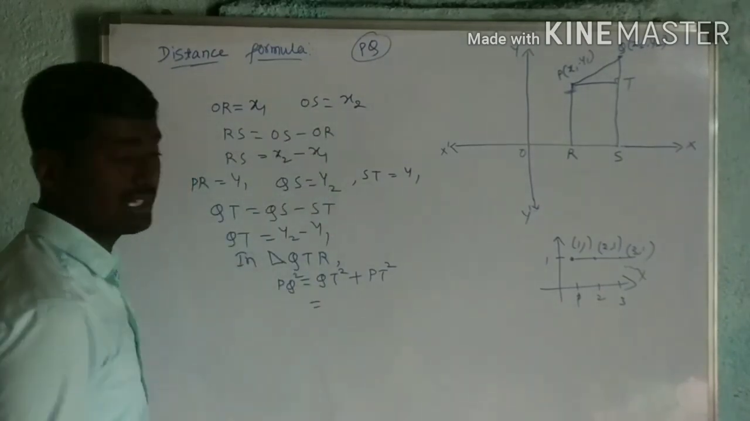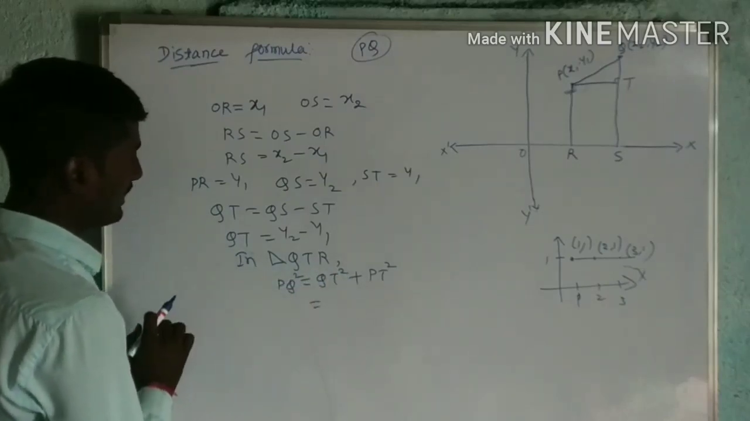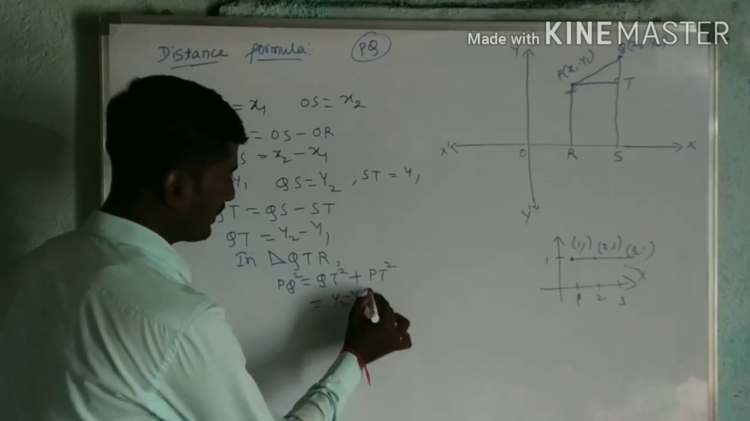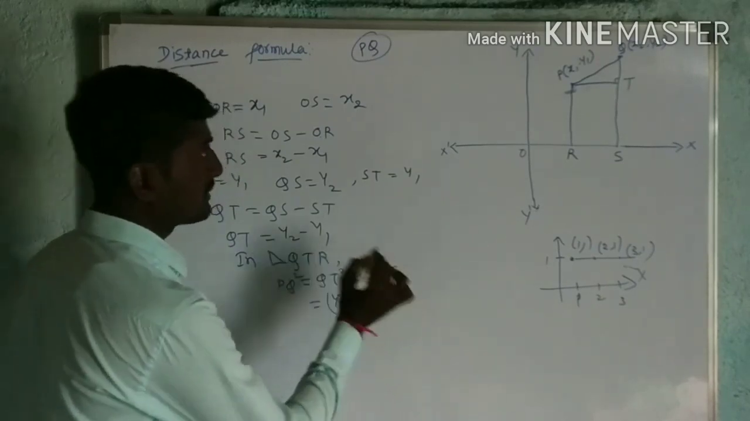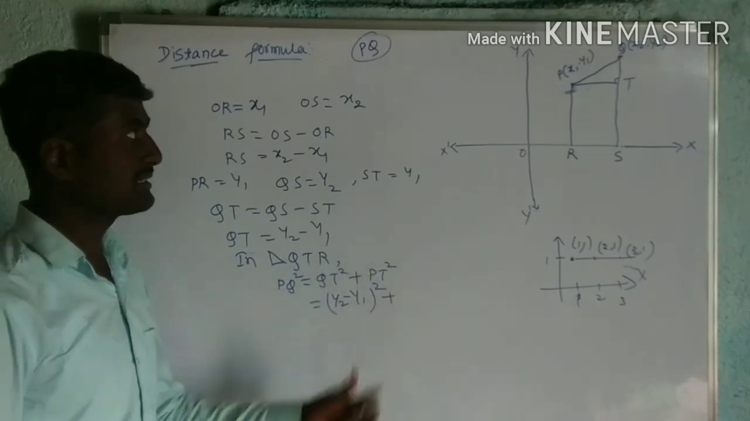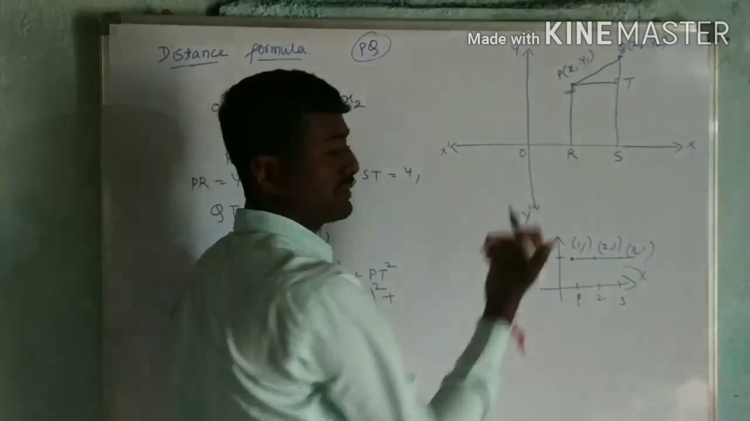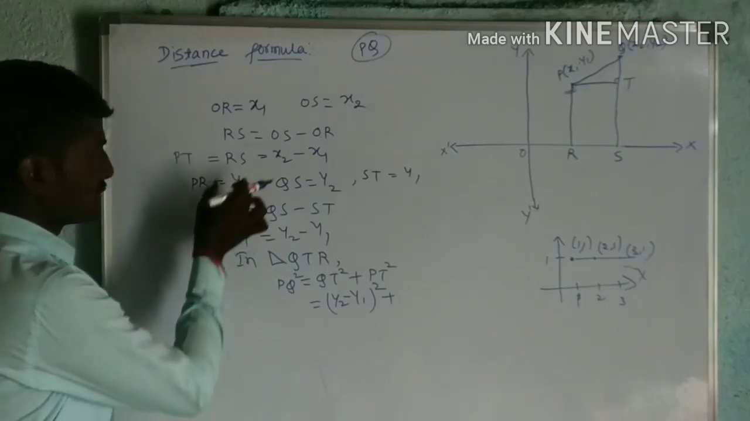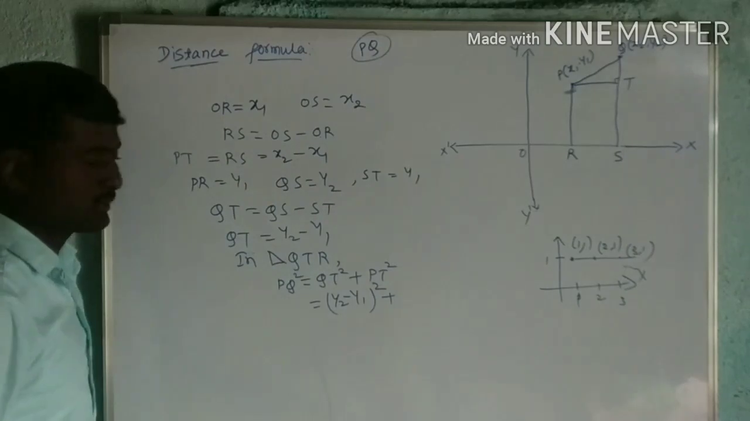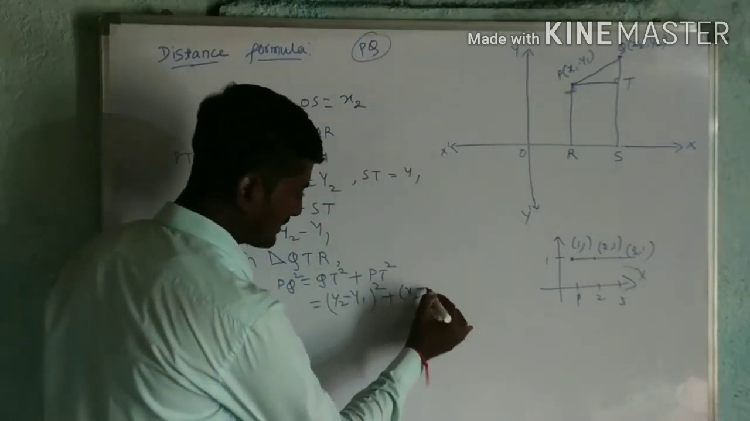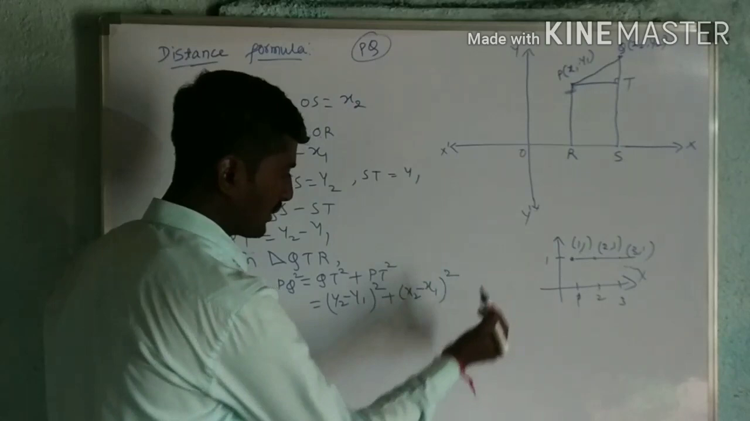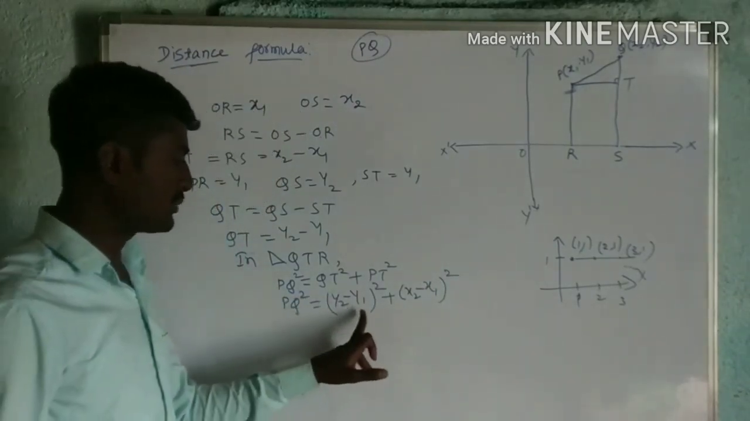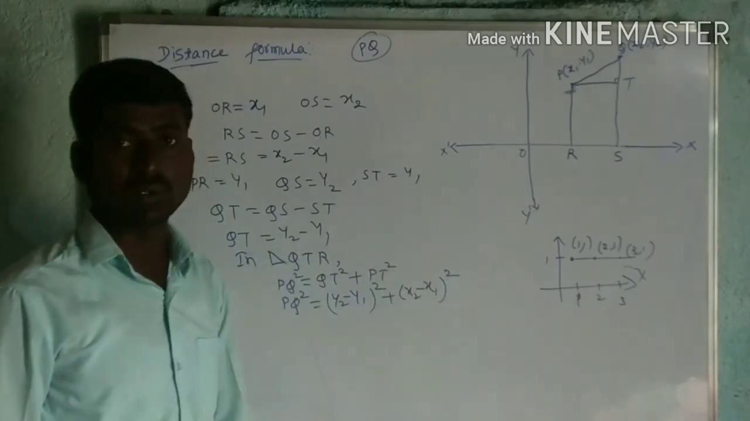Now first substitute QT square and PT square. QT is y2 minus y1, whole square, plus PT. PT is nothing but RS, both are the same here. So PT is x2 minus x1, whole square. So PQ square I got as y2 minus y1 whole square plus x2 minus x1 whole square.